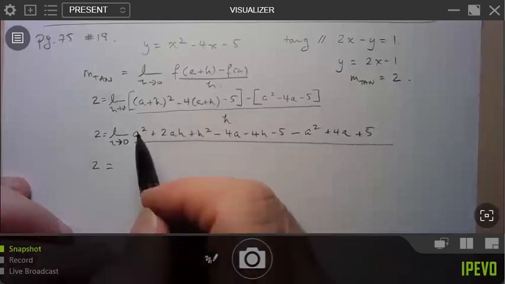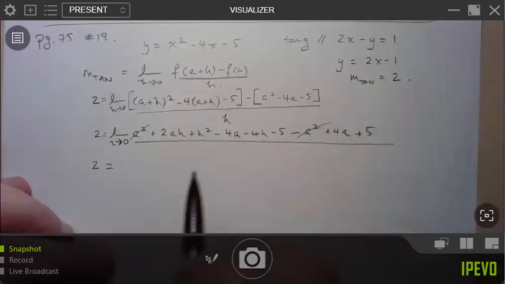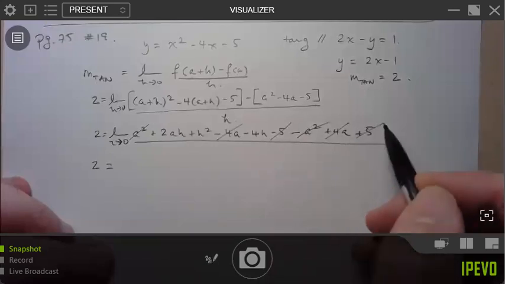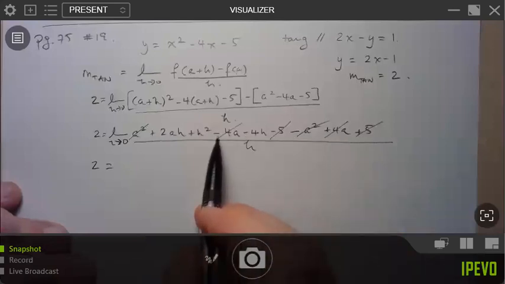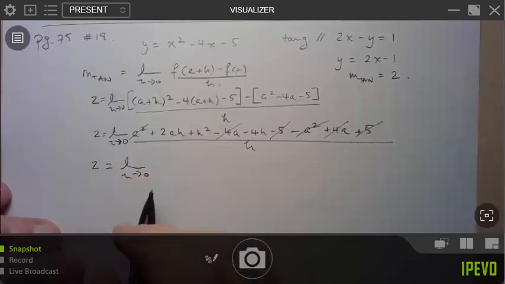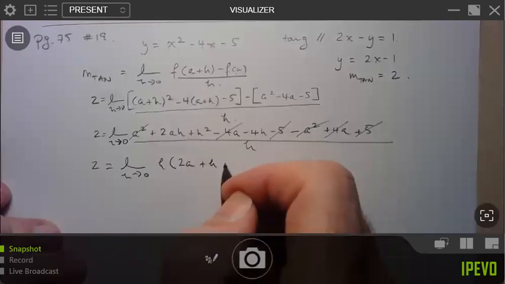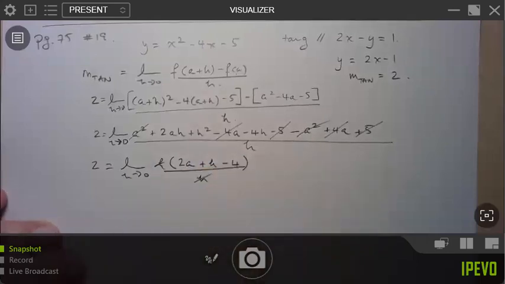Okay, so as probably should have expected, a lot of these things cancel out. So the a squareds cancel out, the 4a's cancel out, the 5's cancel out. Okay, and everything that's left in the numerator has an h in it, as we kind of hoped would be the case. So let's take out the h, and what do we have here? Well, we have 2a plus h minus 4, and that's everything, which cancels out with the h.